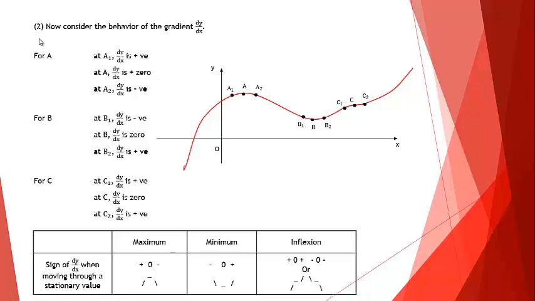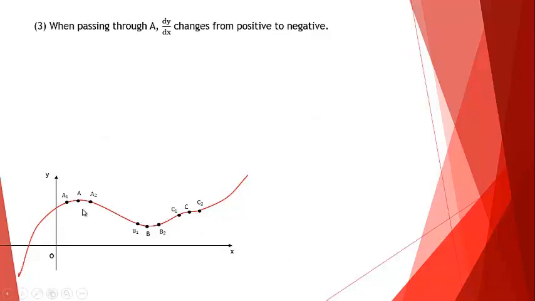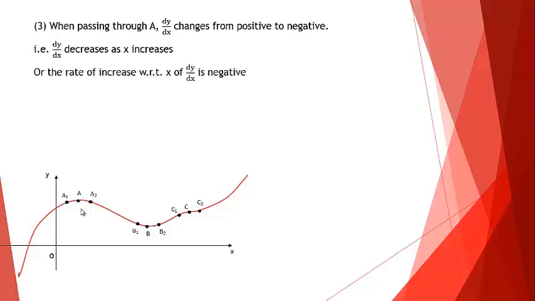So at first we considered the values of y to investigate the nature of the stationary values, and now we have considered the behavior of the gradient dy by dx. Next we are going to consider the second derivative of y with respect to x. When passing through a, dy by dx changes from positive to negative. That is, dy by dx decreases as x increases, or the rate of increase with respect to x of dy by dx is negative. So the derivative of dy by dx with respect to x is negative.